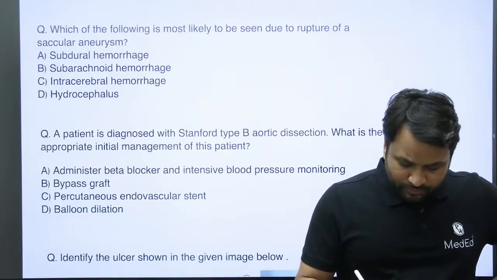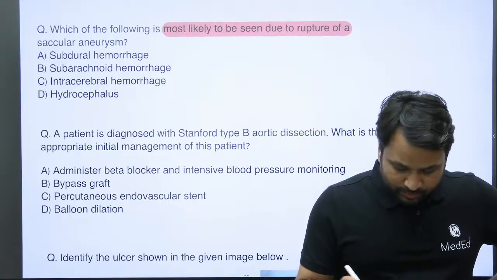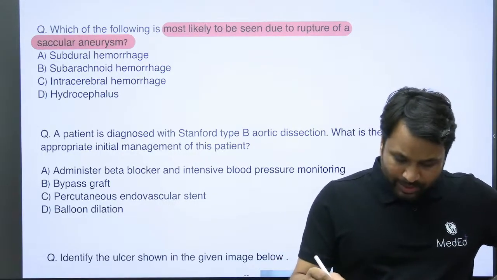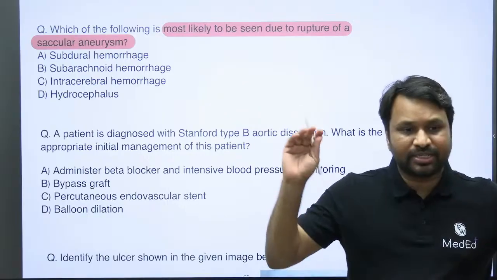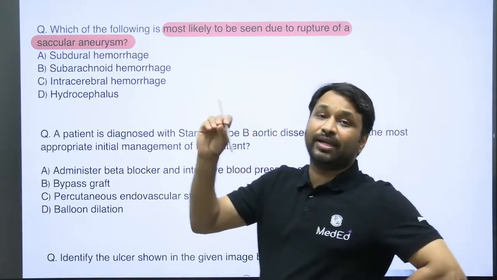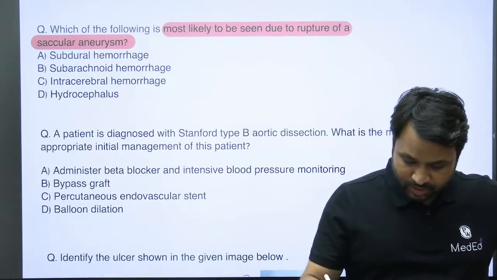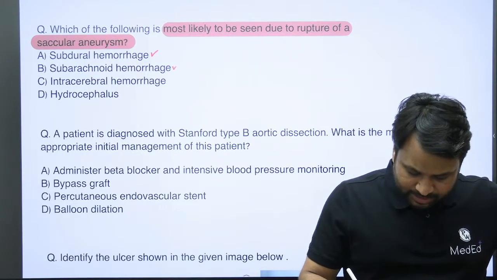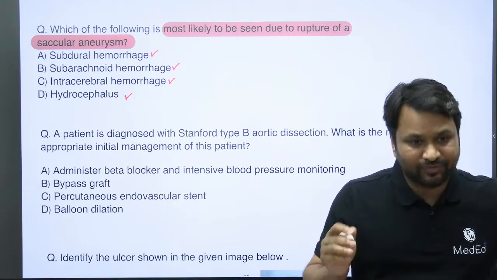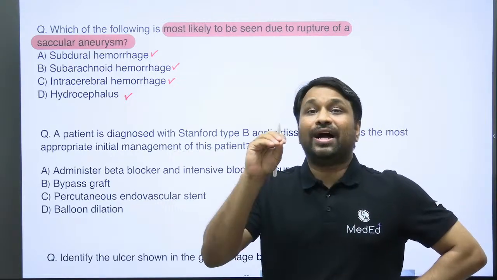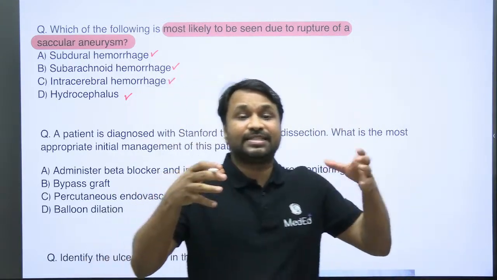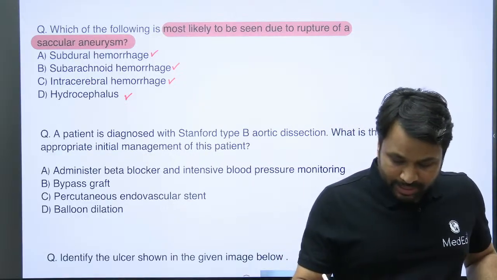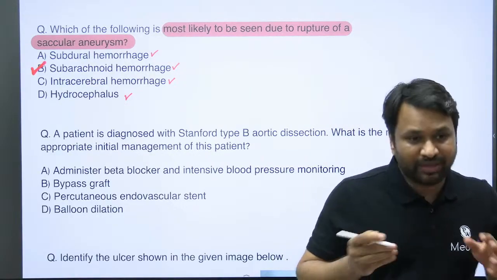Next question: which of the following is most likely to be seen during rupture of a saccular aneurysm? When an aneurysm ruptures, look at the options: SDH, that is subdural hemorrhage, SAH, subarachnoid, intracerebral, and hydrocephalus. Where do you have the circle of Willis? It is in the subarachnoid space. So when it ruptures, it will cause subarachnoid hemorrhage. So the answer here is going to be B.